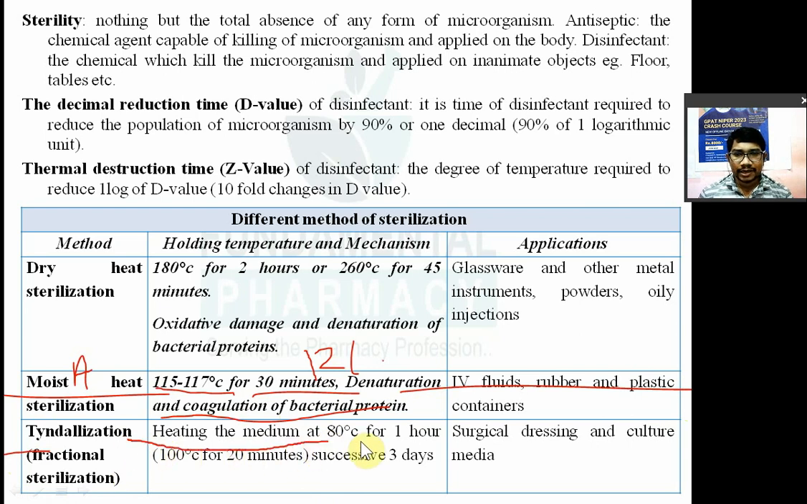Heating of a medium at 80 degrees Celsius for 1 hour, 100 degrees Celsius for 20 minutes for successive 3 days. 3 दिन तक आपको हीट करना है 80 डिग्री सेल्सियस के ऊपर 1 आवर के लिए या फिर 100 के ऊपर 20 मिनट के लिए. डेली 3 days you have to heat the medium for 3 days. So that tyndallization is used for the sterilization of your media. Fractional sterilization. So it is used for the surgical dressing and culture media.